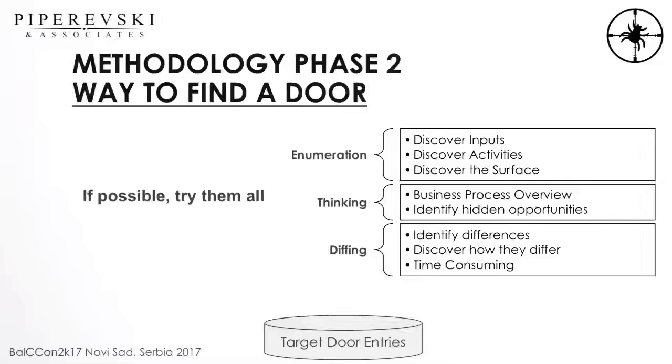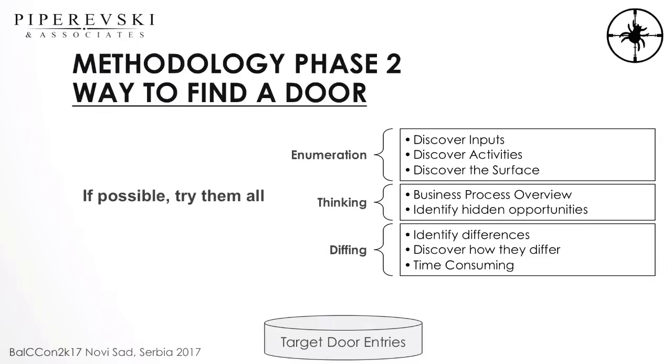Then after identifying the approach, we go to the next method, way to find a door. Finding a door is possible with one option, but I recommend trying all the options listed on the slide here. The first one is enumeration. We discover all the inputs. Of course, who here has done web application enumeration? Okay, a lot of guys. Great. So discovering the inputs on a web application is easy.